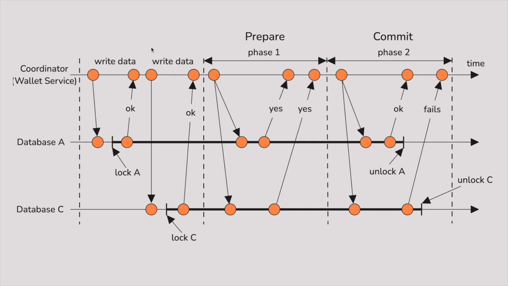This approach was popular back in the day, but it has a lot of disadvantages. The first one is performance. The way two-phase commit works is by locking rows for a very long time.